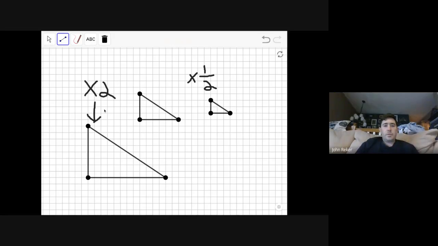So again, scale factor is just determining what it looks like if it's been increased by multiplying by a whole number, or decreased by multiplying by a fraction. And all three of these look the same. If it doesn't look the same, it's not the same figure. So that's important to remember too. So that's on scale factor, and I'll talk to you soon.